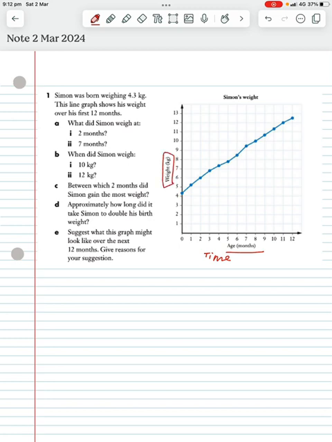This could be things like height, number of cars, number of enrollments, it could be temperature, it can be a whole range of different things that we measure over time. So we're looking at a baby named Simon, and he was born weighing 4.3 kilograms. This is his weight that's plotted every month from birth to 12 months of age.